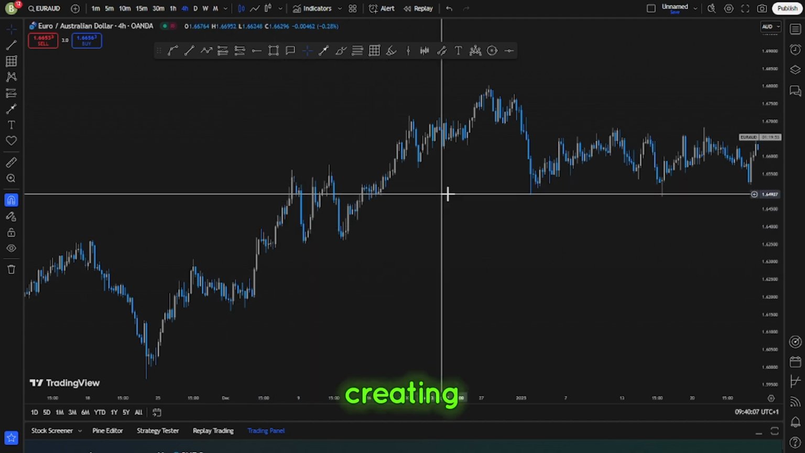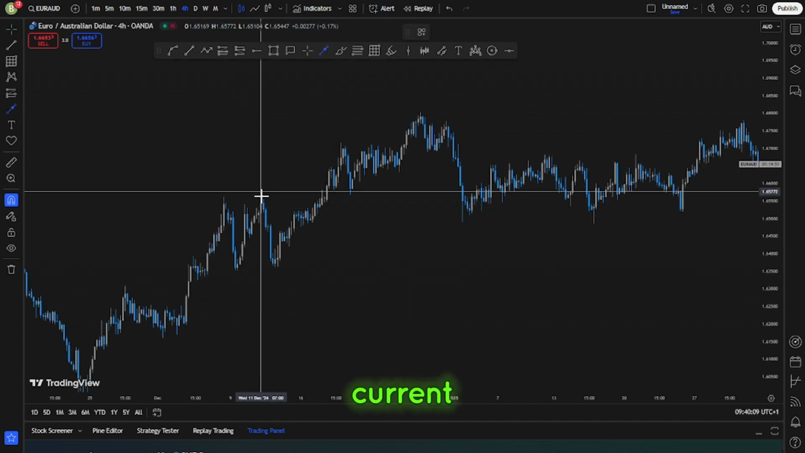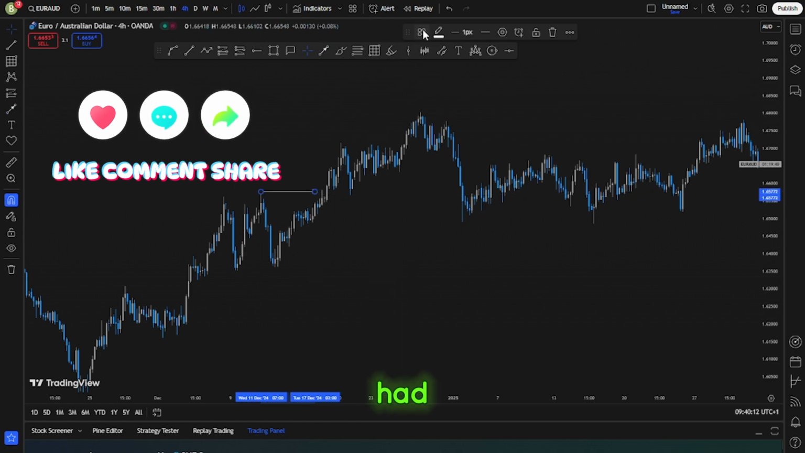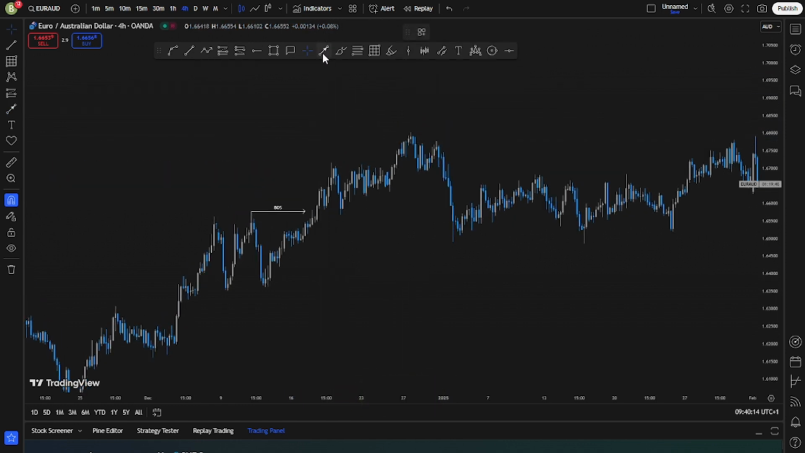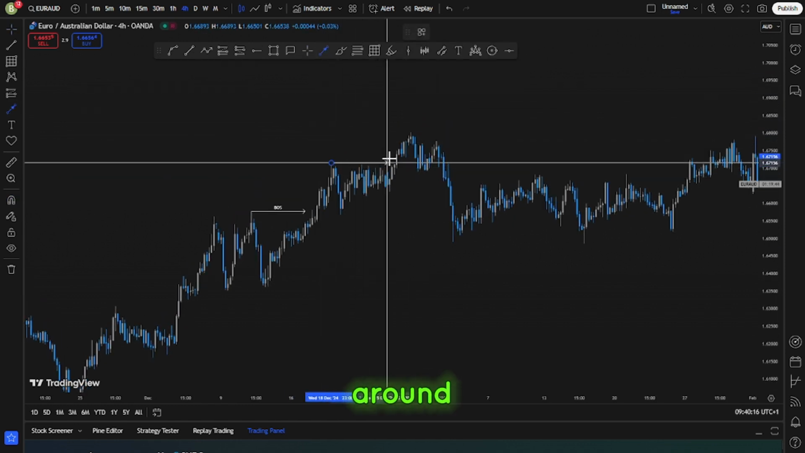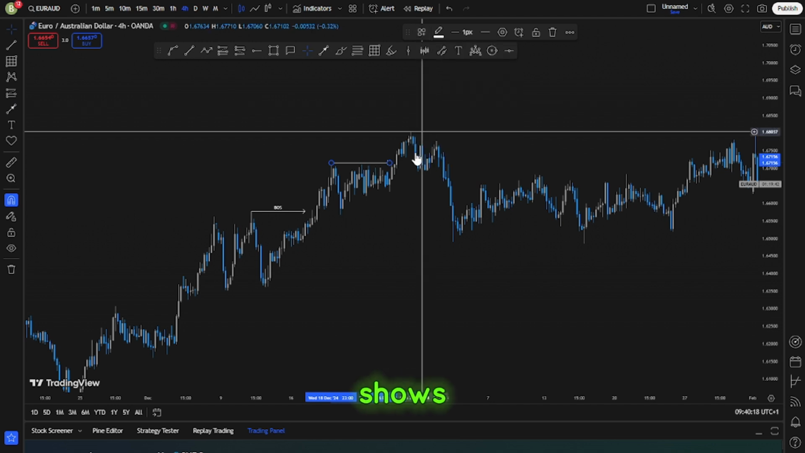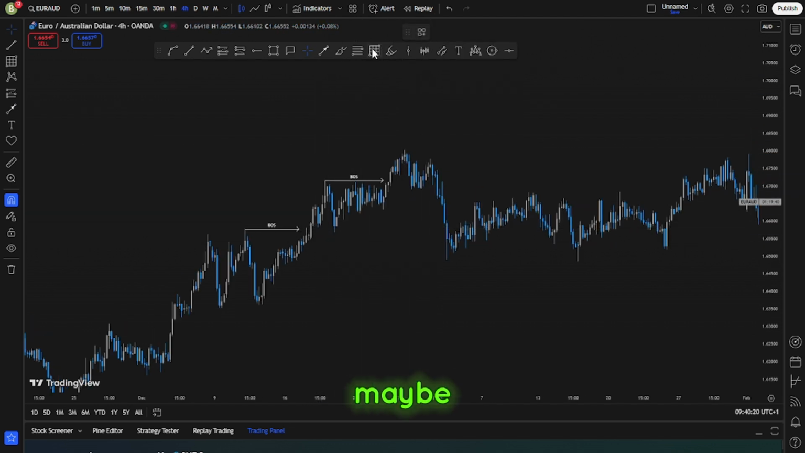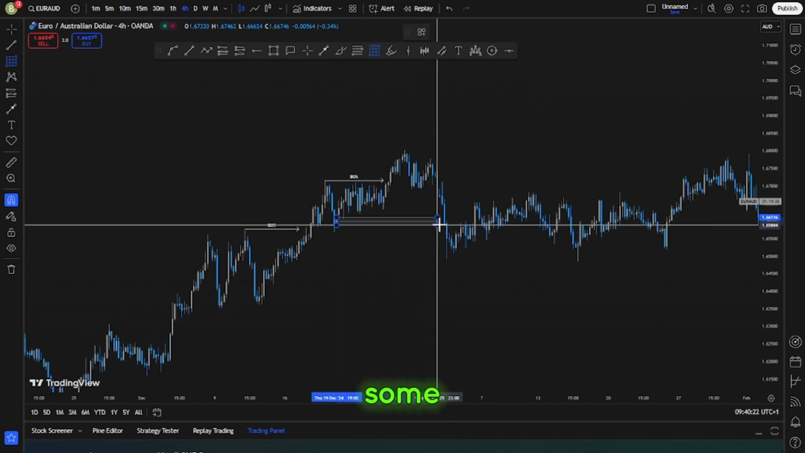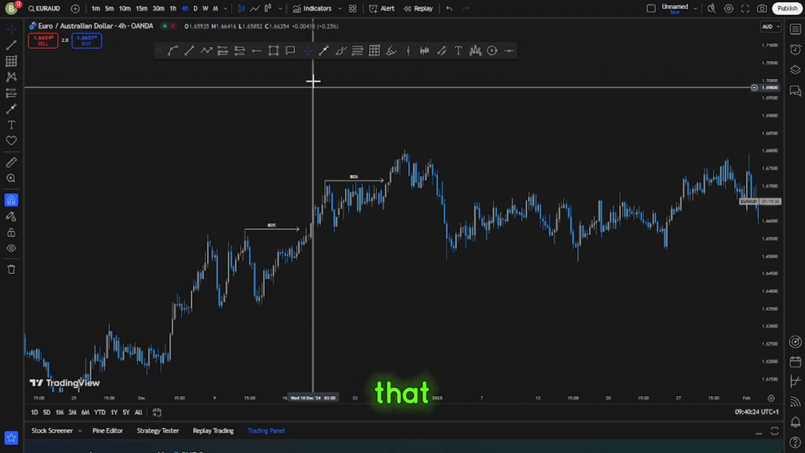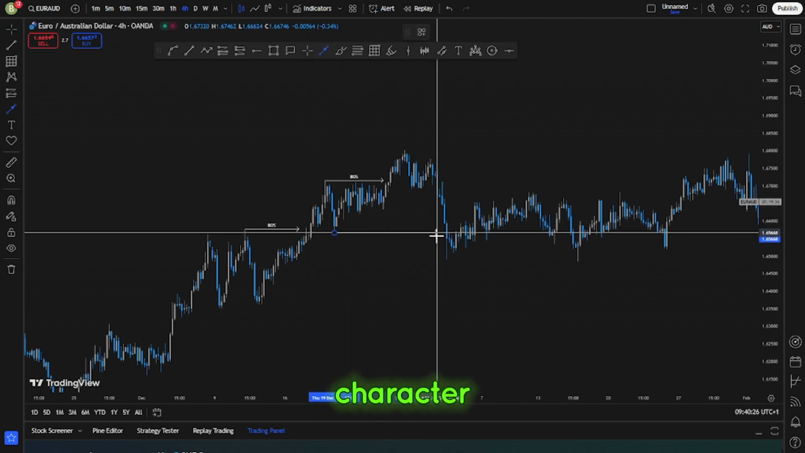Firstly we look at structure, and as you can see here the market was just pushing up, creating higher highs and higher lows. For the current structure you can see that we had a break around here. We also had a break around this area here, which shows that we are in an uptrend, and then maybe you'll be looking for some buys here or continuations around that point, at which the market changed character.